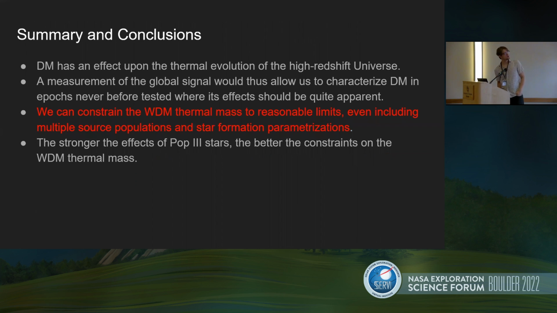So in conclusion, dark matter, we think, should have a very discernible effect upon the structure formation of the early universe, and thus the amount of light that we'll see from it. And if we measure the global signal, then we will hopefully be able to put constraints on this in epochs nobody's measured before, and fundamentally measure dark matter in its mass, which will tell us something about what kind of particle dark matter could be.